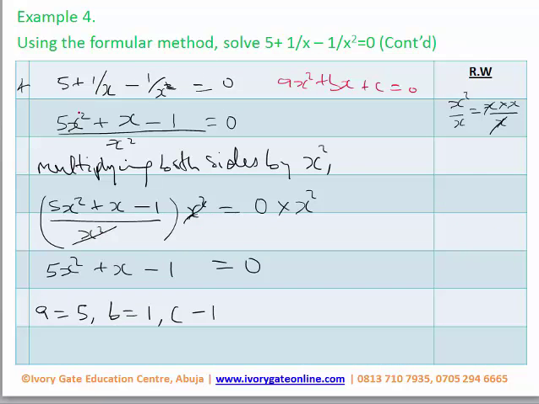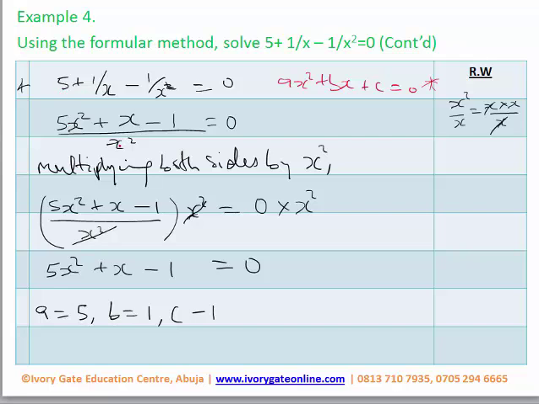So finally we take example number 4, where we have 5 plus 1 over x minus 1 over x squared is equal to 0. So our first task, and that's the most important one here, is to make it to be of this form. How do we do that? By getting the LCM of this relation. Then now we have the denominators here are 1, x, and x squared. So the LCM is x squared.